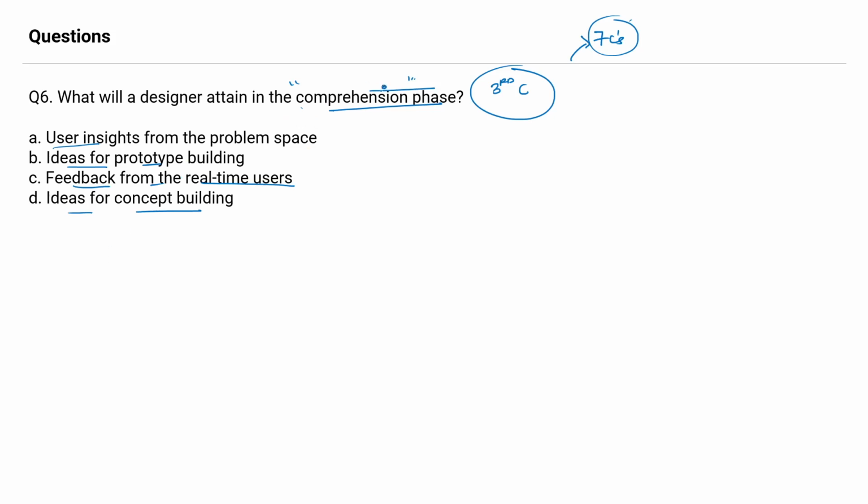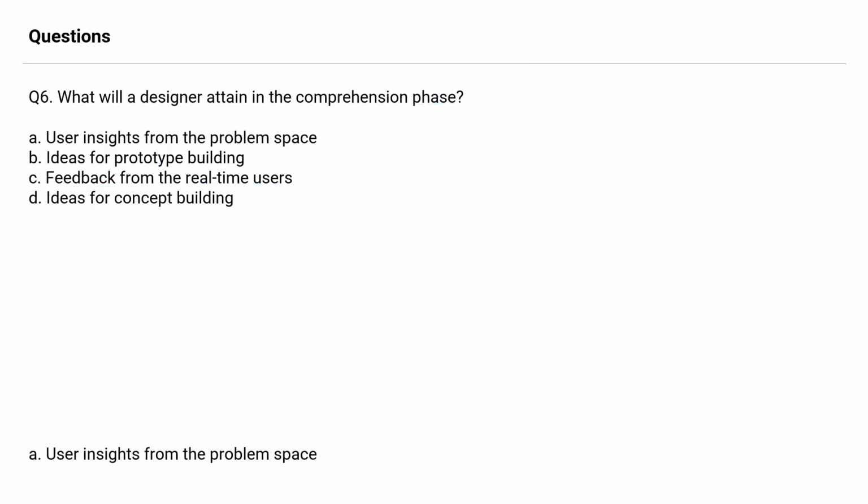Comprehension phase. It should be option A. Okay, yes, option A. All right. Anyone else? Okay, I think Sir and ma'am have really gone through the content very well. So they are correct, very much correct. The correct answer is user insights from the problem space.